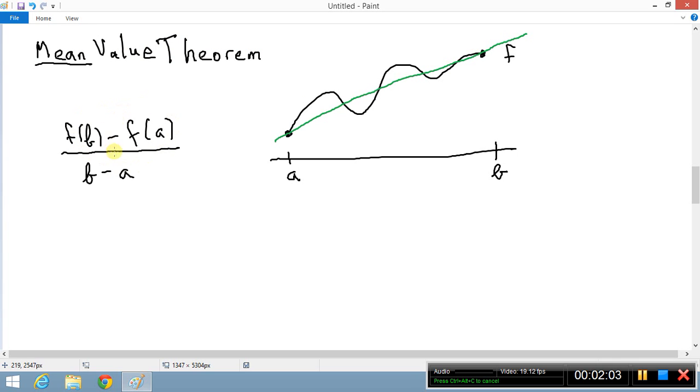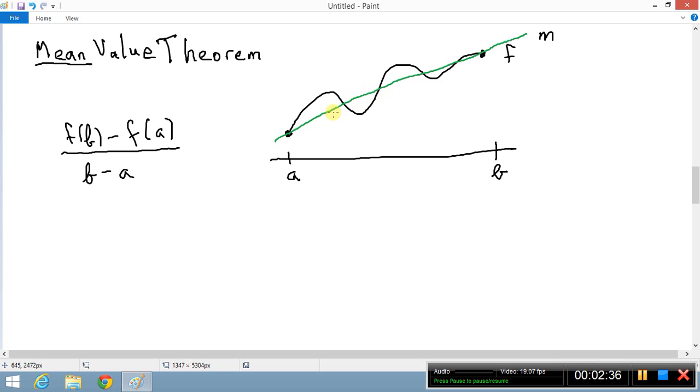This number is the slope of that line because if you calculate the difference in the y values, that would be f of b, that's this point's y value, minus f of a, which would be this point's y value, and then you divide that by b minus a, which is of course the length of that. So that's going to give you the slope of this line. So you could call that number m, which is the slope of this line. The mean value theorem says something about this average rate of change, this slope, which is the average rate of change in going from this point to this point.